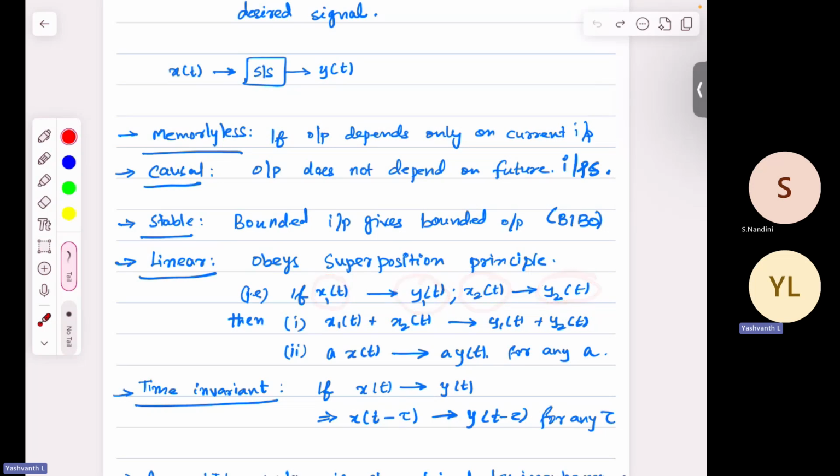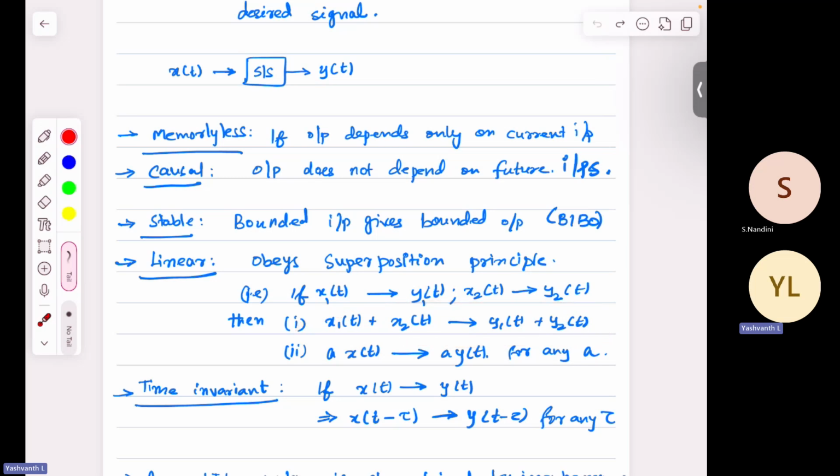Okay, then the superposition principle means a system has to satisfy two properties. The first property is, if I pass the sum of inputs x1 of t plus x2 of t as the input to the system, then the output must be y1 of t plus y2 of t. That is, the sum of the inputs should give the sum of the outputs. In other words, the output of the sum of the inputs should be nothing but the sum of the outputs of the individual signals. If that is the case, then the first property is satisfied.